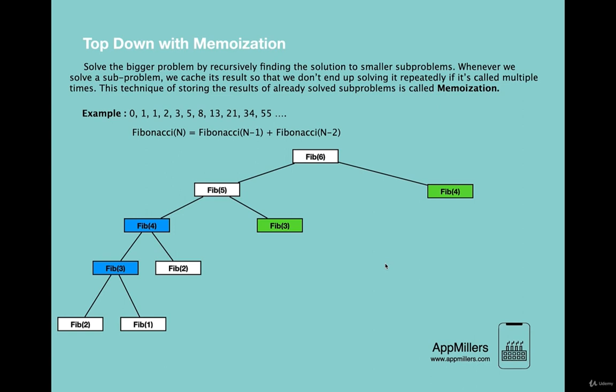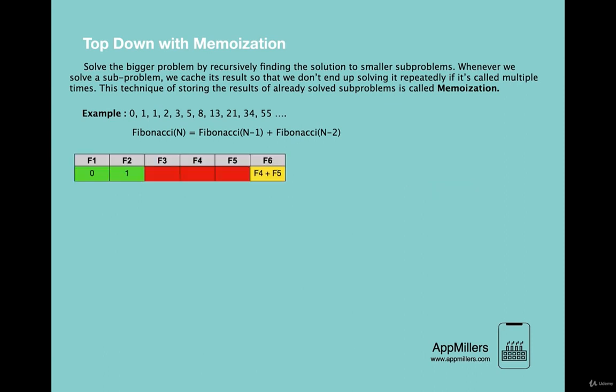Now as we explained in the previous slide, we are storing the values of the calculated Fibonacci series in the array. So let's look at how the array gets filled in each step. So the temporary array will look like this. So in the first case, we know that the first and second numbers are 0 and 1. Now in the case of top down, we are coming down from the main problem to the subproblems.